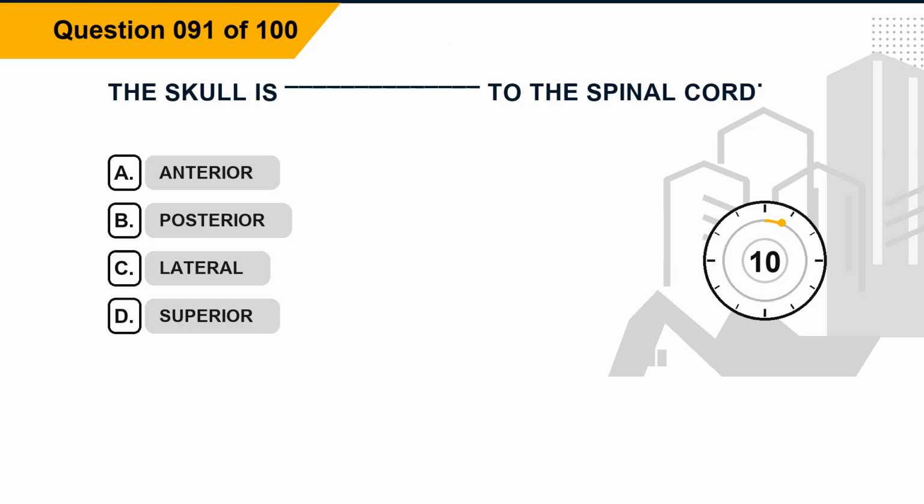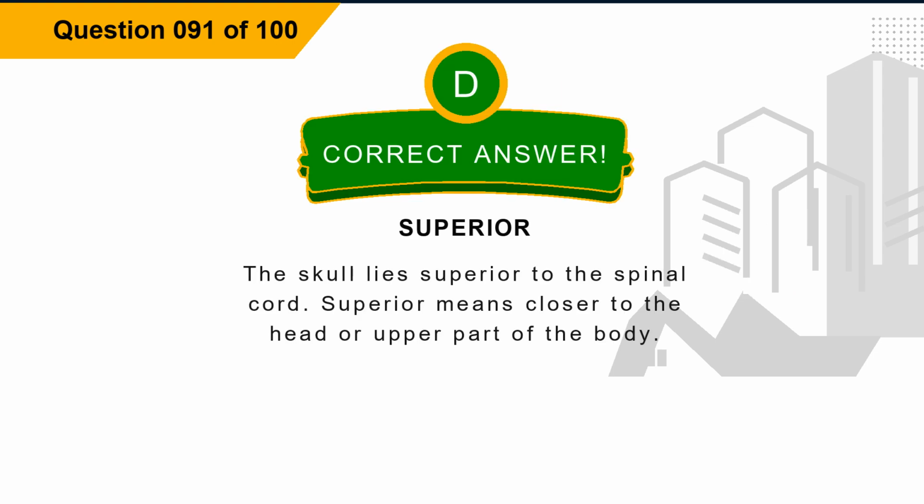Question 91. The skull is blank to the spinal cord. Option A, anterior. Option B, posterior. Option C, lateral. Option D, superior. The correct answer is option D, superior.